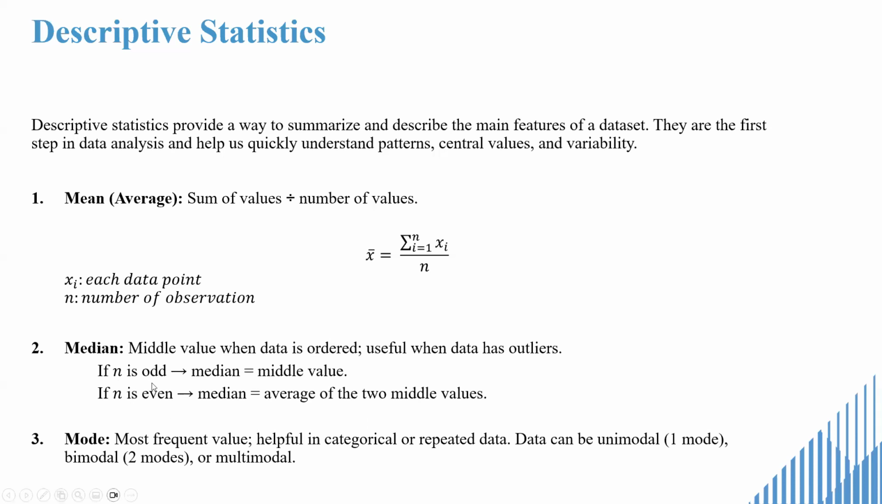If n is odd, median is the middle value. If n is even, median is the average of the two middle values. So you will add the two middle values and divide by 2, and then it will give you the median. Mode is the most frequent value, helpful in categorical and repeated data. Data can be unimodal, bimodal, which means two modes, and multimodal.